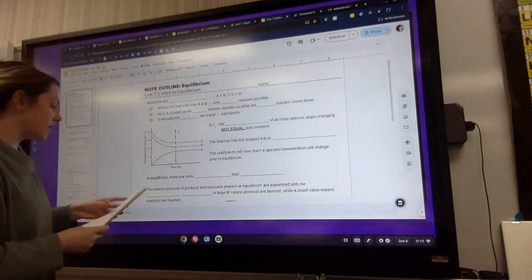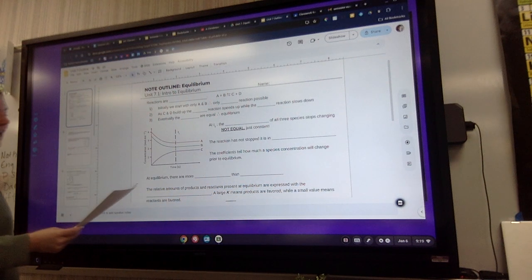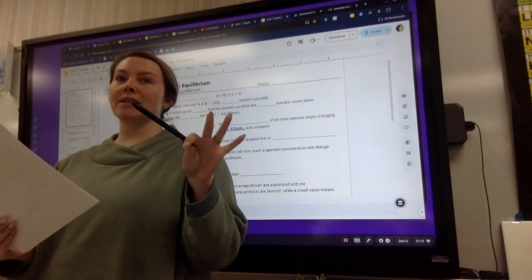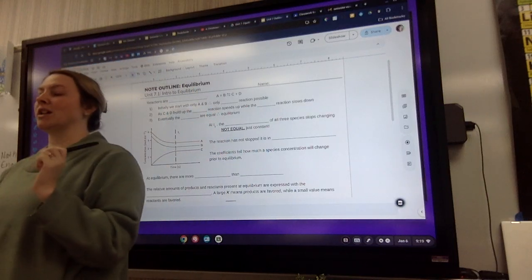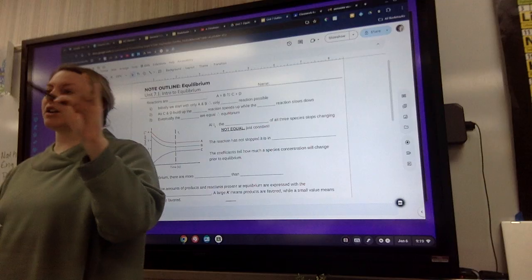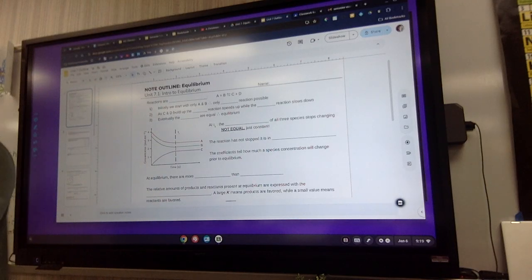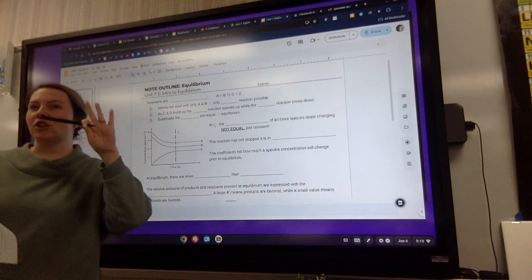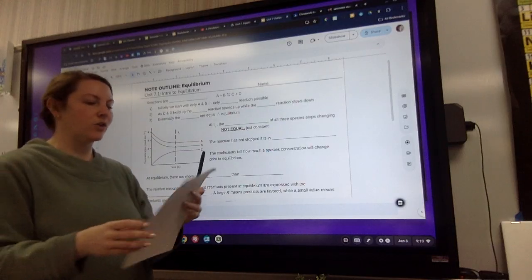Okay, so we are going to be starting chapter 7, equilibrium. Now, in chemistry, we did actually go over equilibrium. It was at the very end of the year. It was very brief. So hopefully when we're doing this, it'll spark in your head like, oh yeah, I remember doing this.